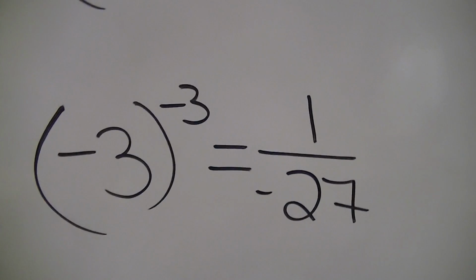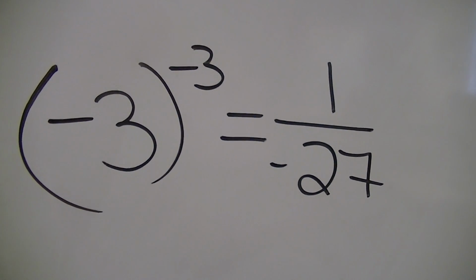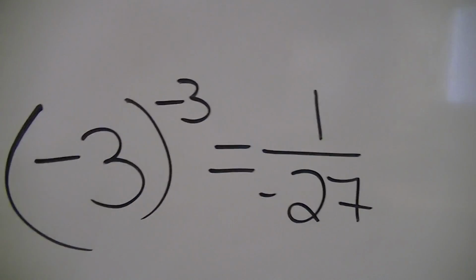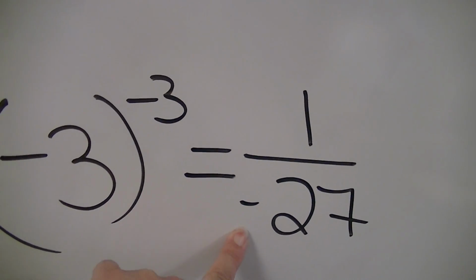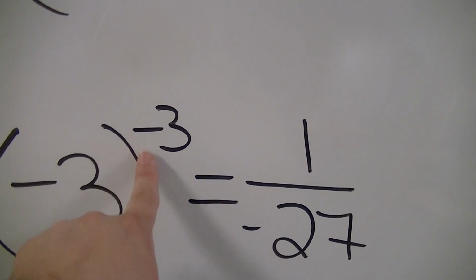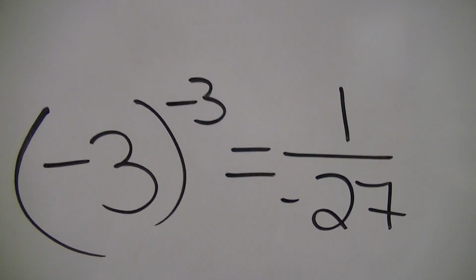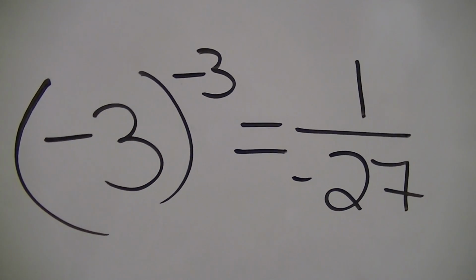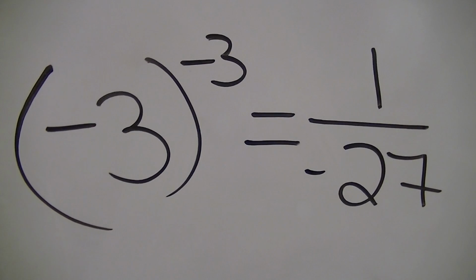All right, one last example down here. If I have negative 3 to the negative 3, what am I going to do? Again, since I have an odd exponent, my answer is going to stay negative. But my negative exponent means I'm going to flip that position. So instead, I'm going to put that 3 on the bottom, and we're going to say 3 times 3 times 3, or negative 3 times negative 3 times negative 3, which again will give us negative 1 over 27.